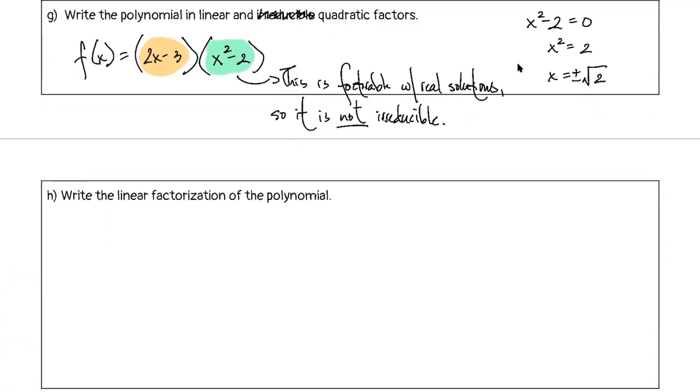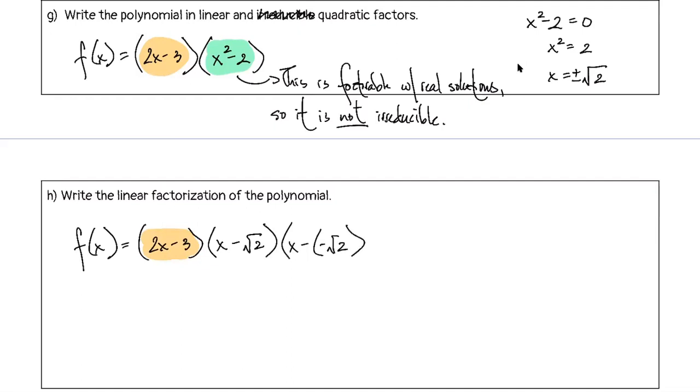All right, and to finish the question, we want to actually write it out in the linear factors. So we have one linear factor, which we had from our 0. And then x squared minus 2 factors into x minus root 2 and x minus negative root 2. And I got those from here.